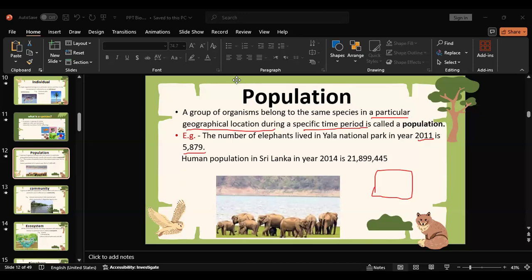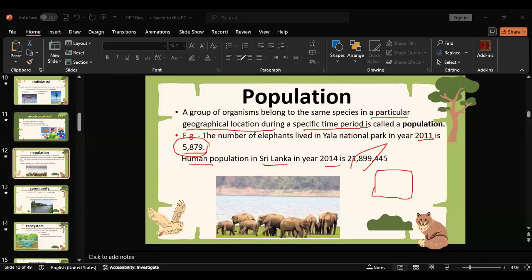So you know that here the number of elephants living in the Yala. Here you are telling the amount, how much the population is, but you should say the geographical area as well as the year. Here is another example you may see: the human population in Sri Lanka in the year 2014 is this much. Here also you are talking about a human species. The place is Sri Lanka, and you are mentioning the time period also.